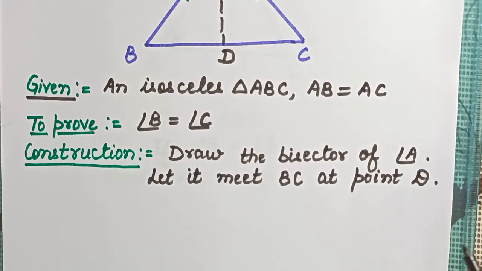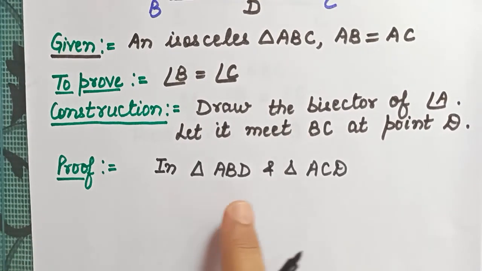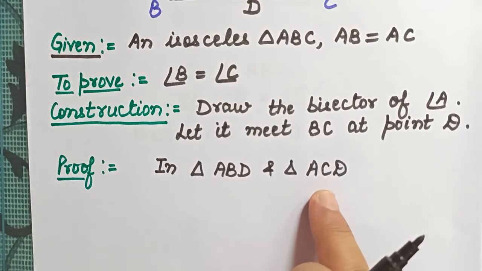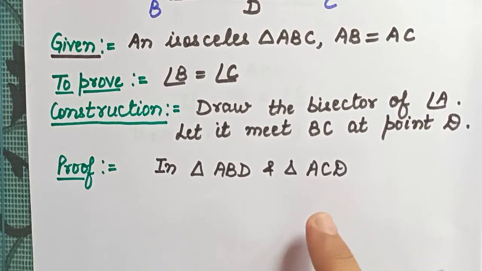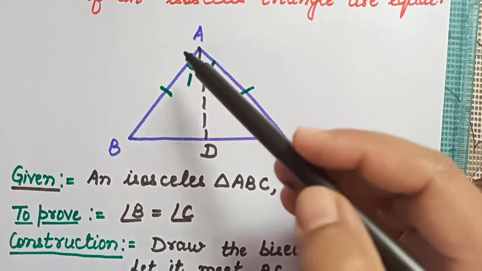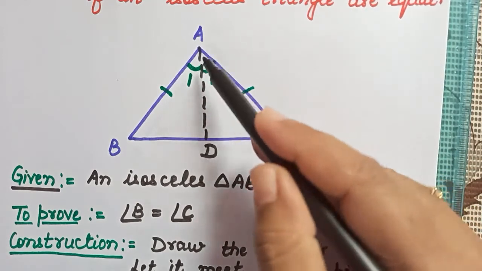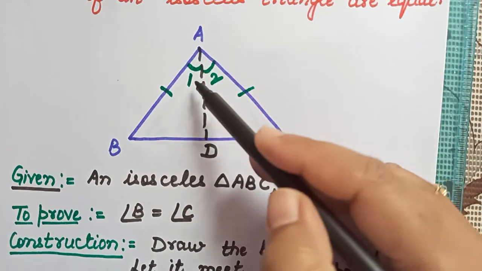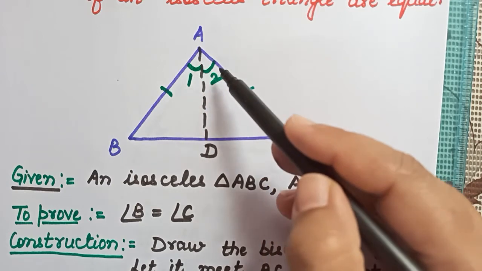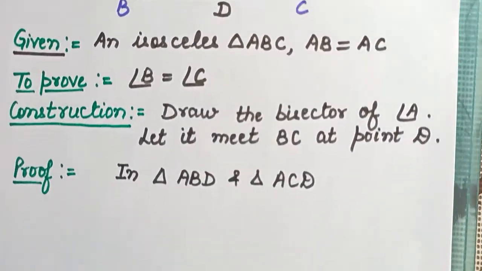Now let's start its proof. Now for the proof, write down in triangle ABD and triangle ACD. It will be done using one of the congruency rules. So in triangle ABD and ACD, let's find out which of the elements are equal. Now according to the given condition, AB and AC are equal. Then AD is common in both the triangles, and angle 1 and angle 2 are equal according to the construction. So let's write down all these elements one by one.